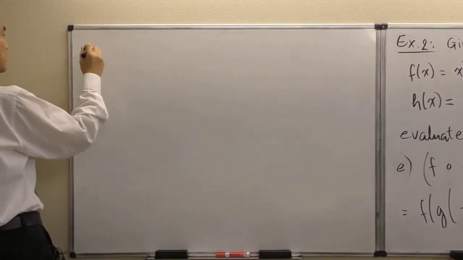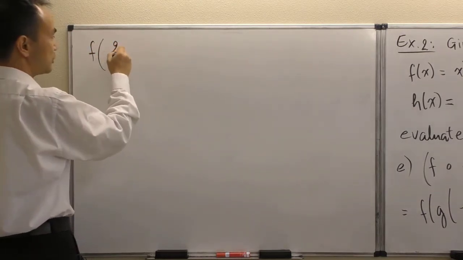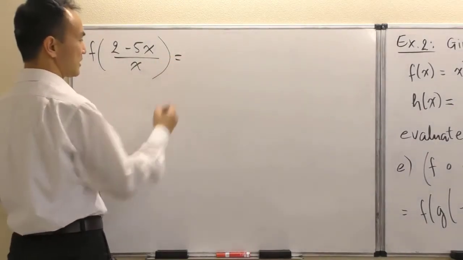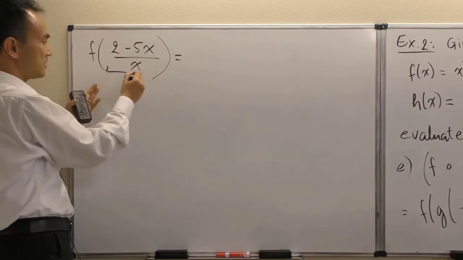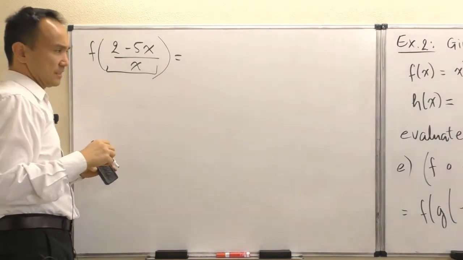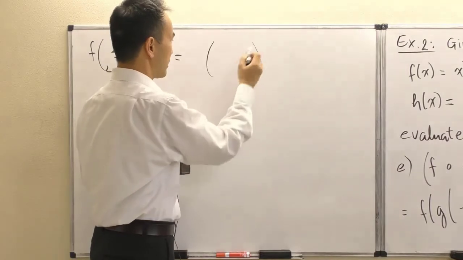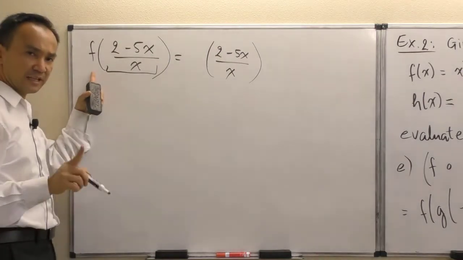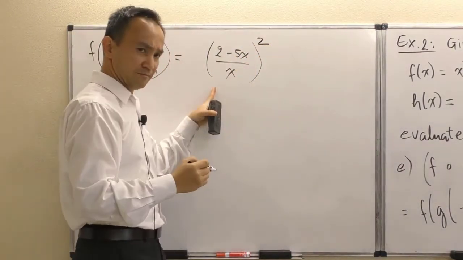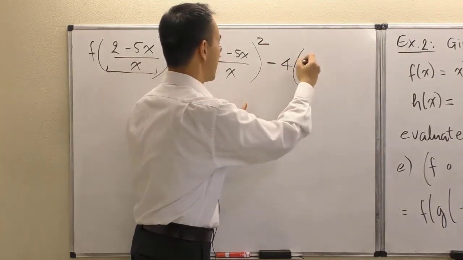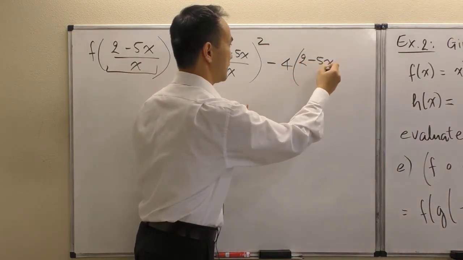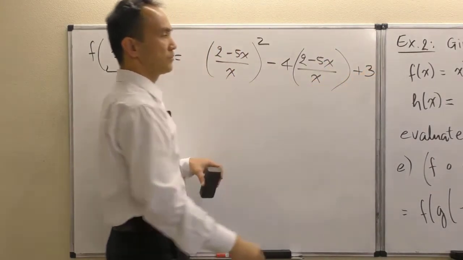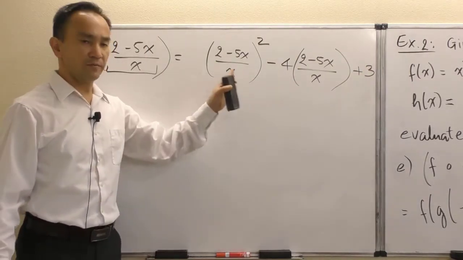All right, so at this point we're looking at f of 2 minus 5x over x. As I said earlier, this entire 2 minus 5x all over x is the input. So from what that input is, 2 minus 5x over x, the rule of the function f said that we square every input and then minus 4 times the input, so that same input again, 2 minus 5x over x, and now plus 3. That's the rule of the function f.